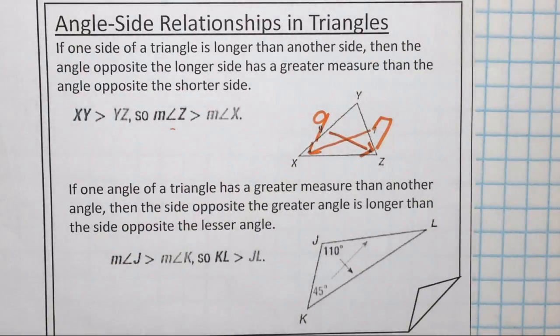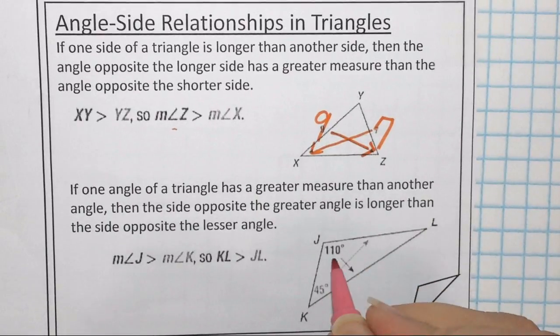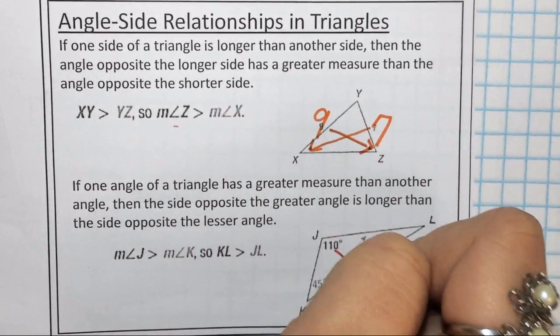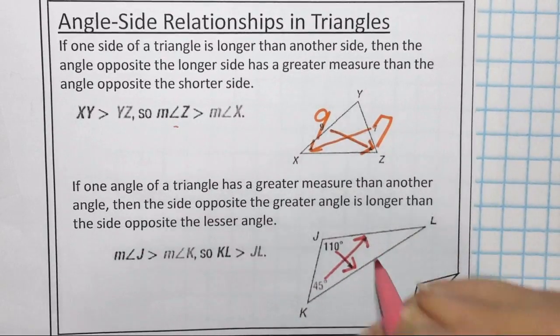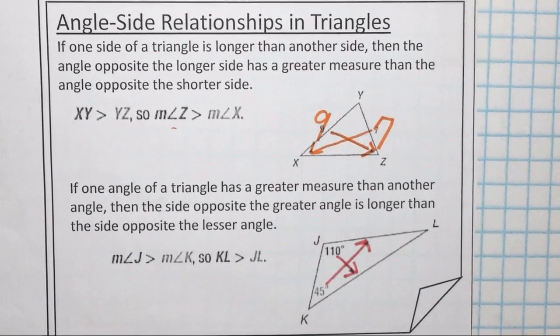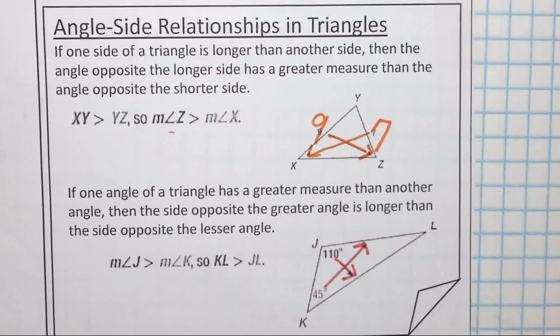So the opposite is also true. If we have a big angle, is 110 bigger than 45? Yes. So that means that LK is greater than JL. That's it. That's all we're doing. Does anyone have any questions yet?